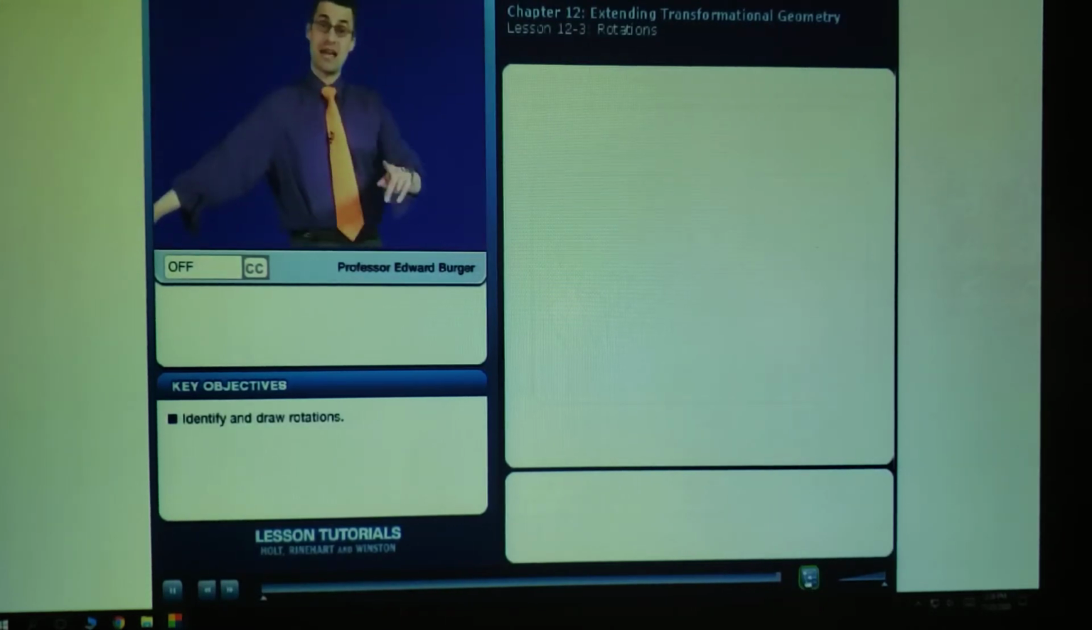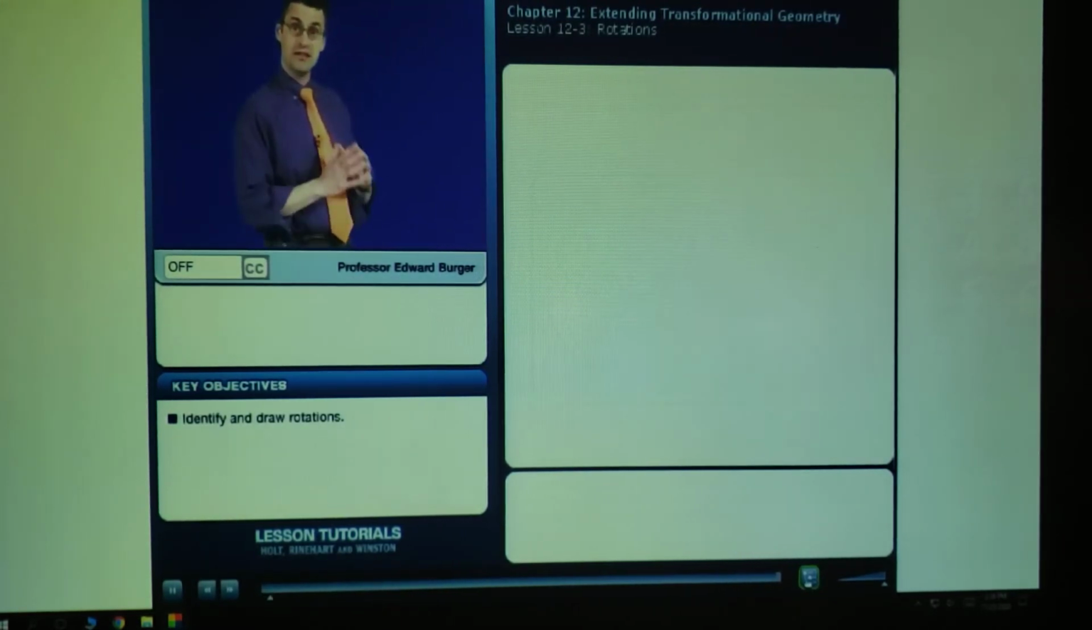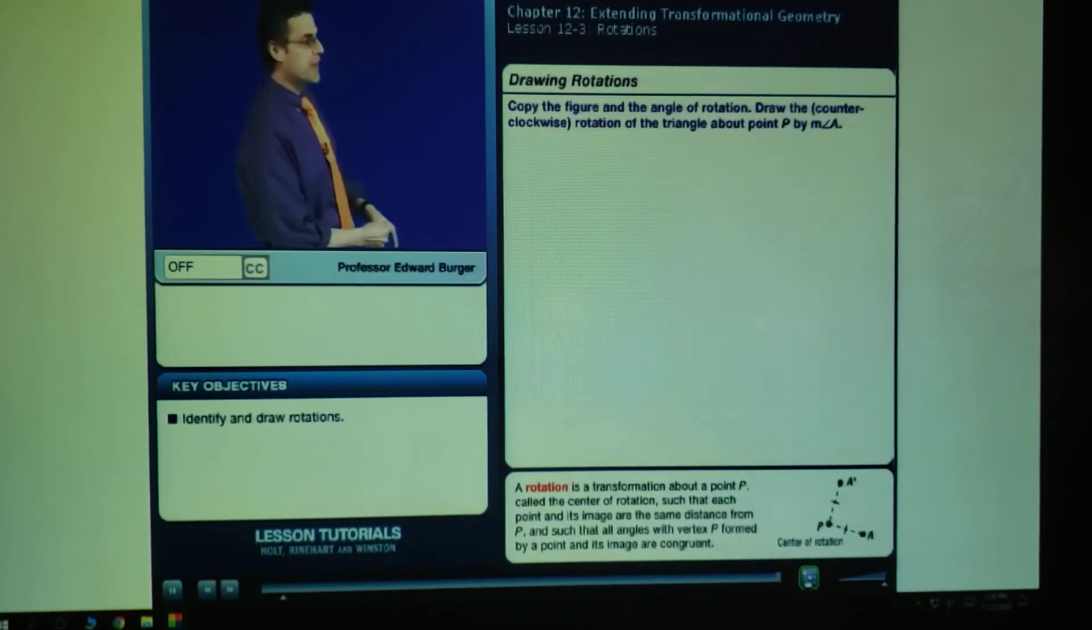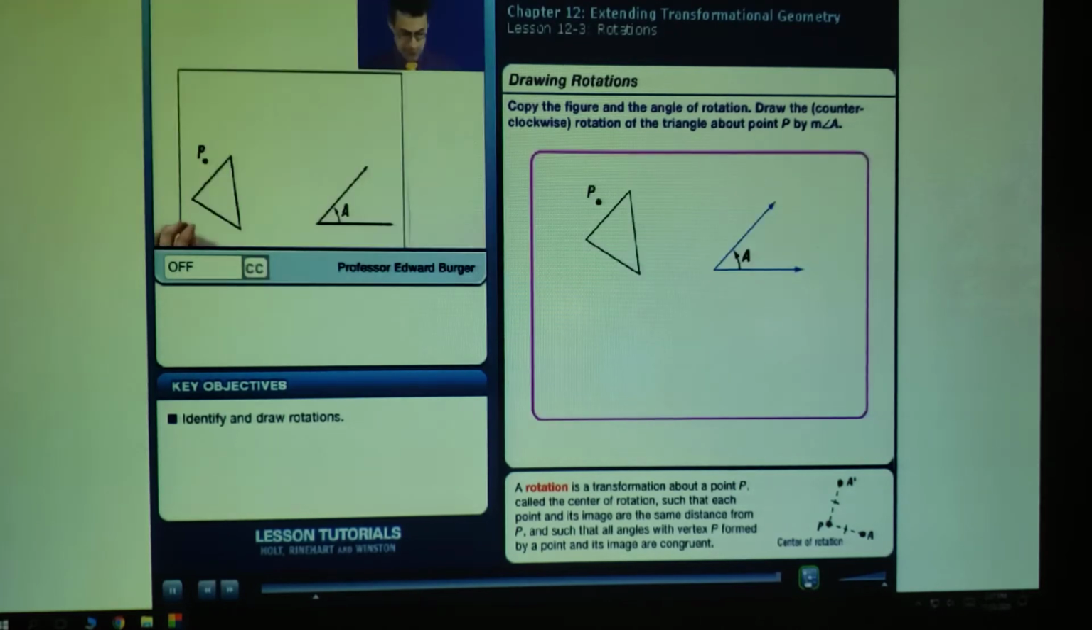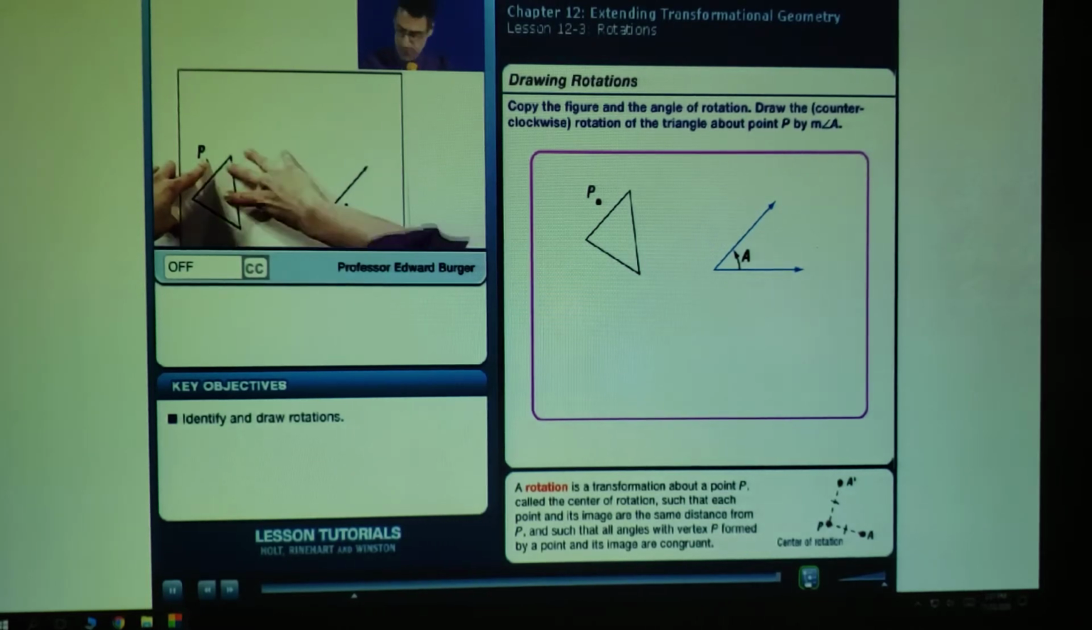Okay, let's take a look at an application where you can actually see the need to do a rotation. What I want us to do is copy the figure and the angle of rotation, and then draw the rotation of the triangle about point P by an angle of measure A counterclockwise. So here's the scenario. We've got this triangle, we've got a point P, and we're given this angle. What I want us to do is take this triangle and rotate it around this point by this angle. So it kind of has to go up a little bit.